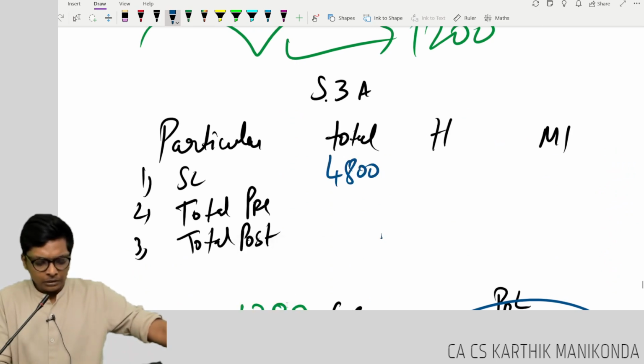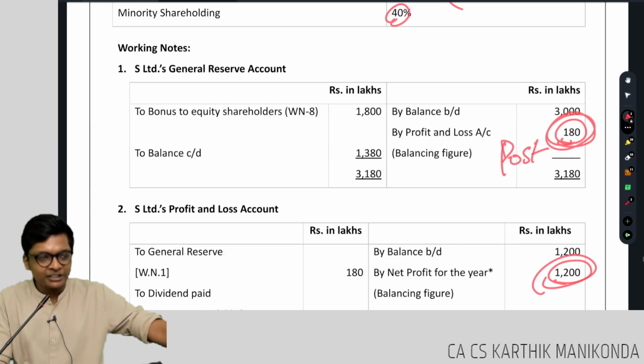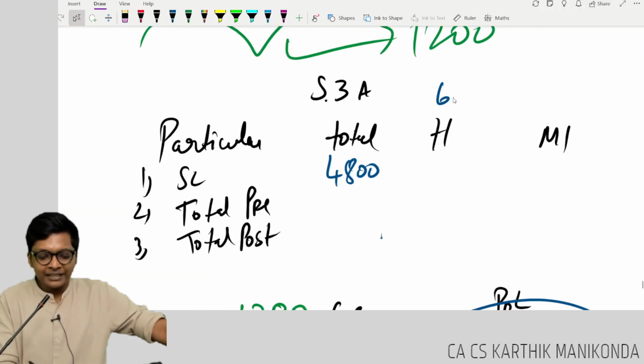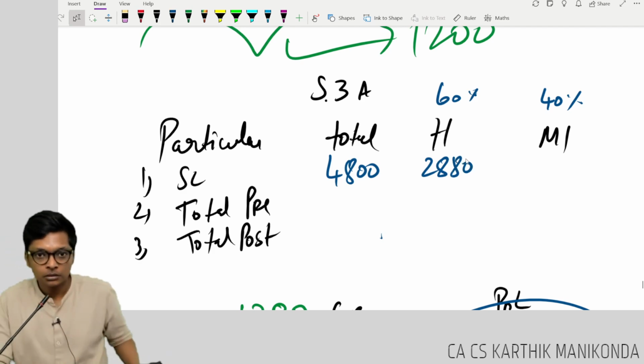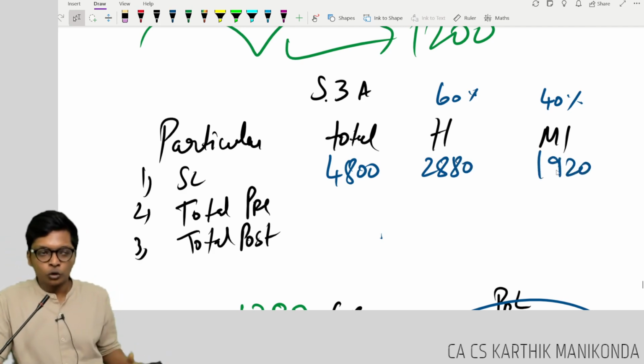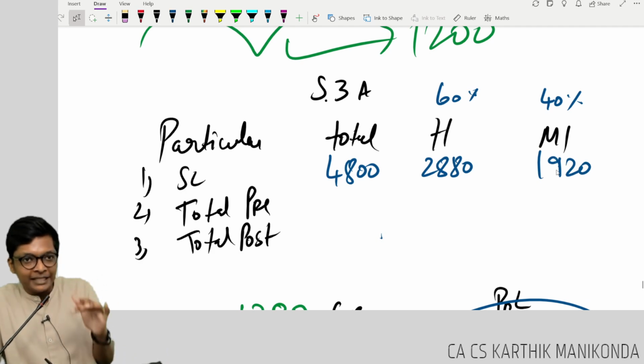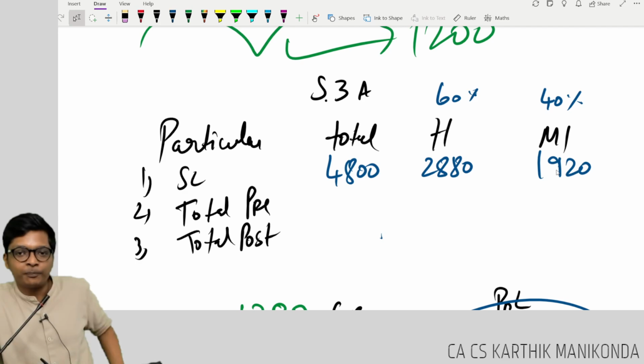4000. Use the same values that are there in the question, in lakhs. Holding is 60%, minority is 40%: 2880 and minority is 1920. You might wonder, sir, what about the bonus? It's already included in this and it's taken as part of pre.